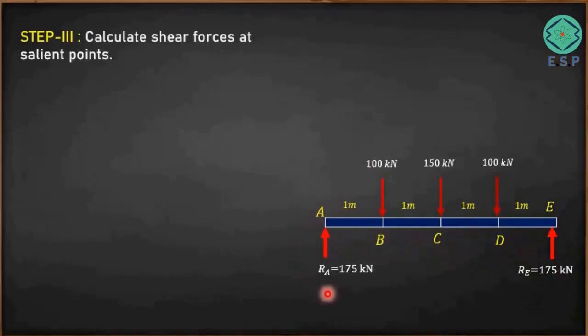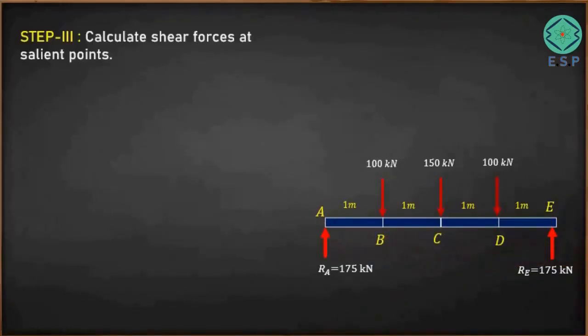All these transverse forces, you can see 175, 100 kilonewton, 150, are all acting perpendicular to the length of the beam. So they will try to shear the beam, and that is why these forces are called shear forces. Now to understand the variation of shear forces, first of all we have to go for step 3 and calculate shear forces at salient points. Salient points I have already explained. All the points where the transverse forces are acting are called salient points. So we have got 1, 2, 3, 4, 5 salient points.